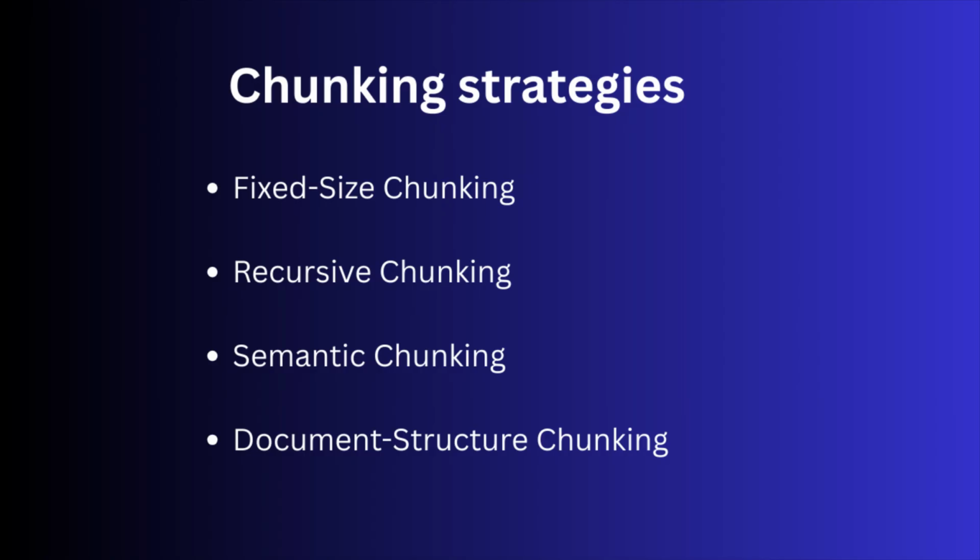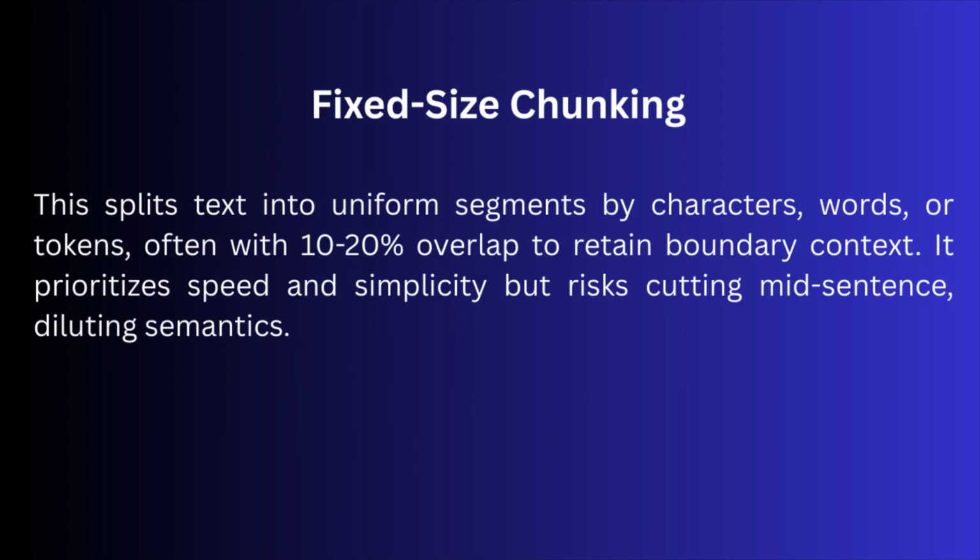Chunking strategies. Chunking strategies in Retrieval-Augmented Generation vary from simple rule-based splits to advanced semantic methods. Selecting the right approach depends on document type, query complexity, and model context limits. Here I am discussing 4 different chunking strategies. First one is fixed size chunking.